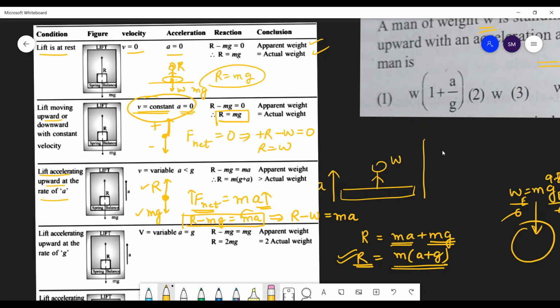Suppose your weight is... student switch. Take care of your mic. Okay.